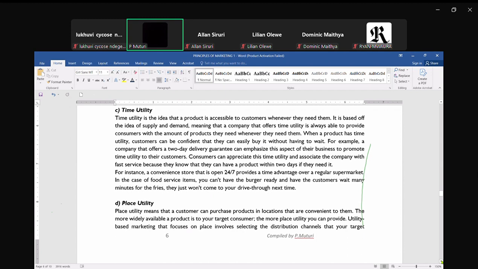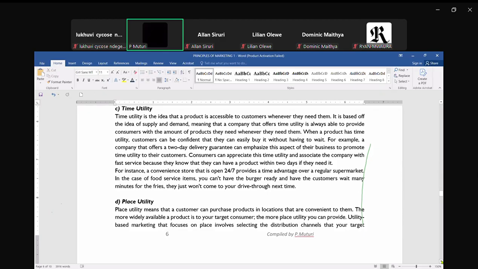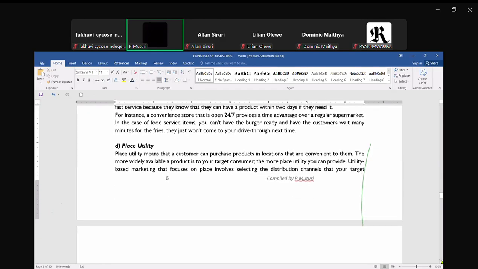Place utility is about the place. It's about now, again, logistics of making the products available where. So the issue here is where. Well, on time it was when. So here we're looking at where the customers will conveniently be able to get the product.